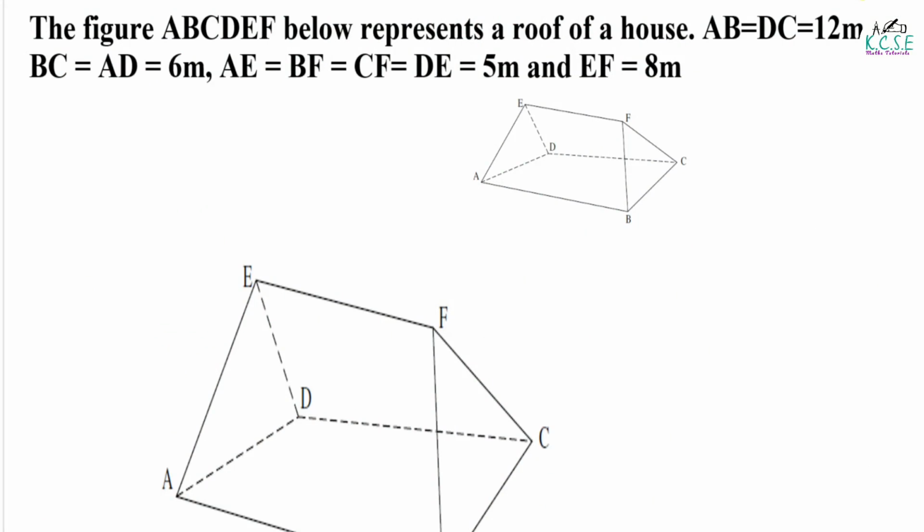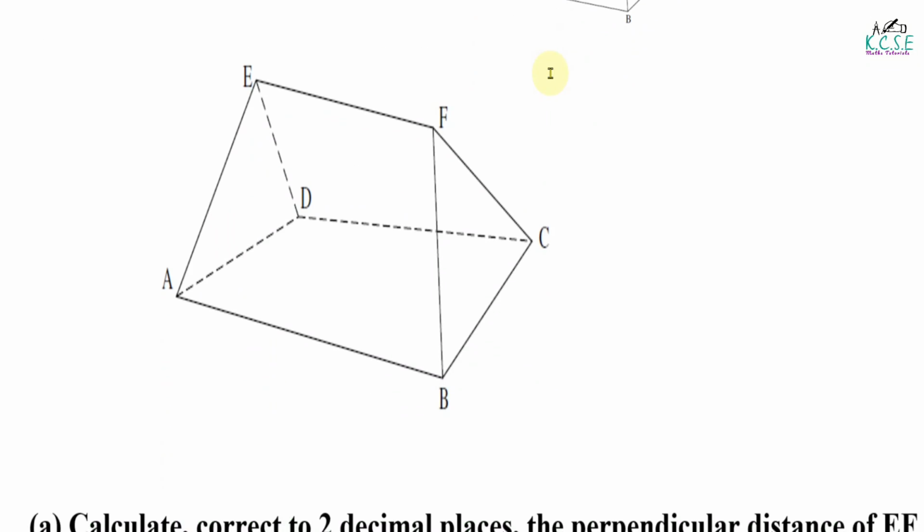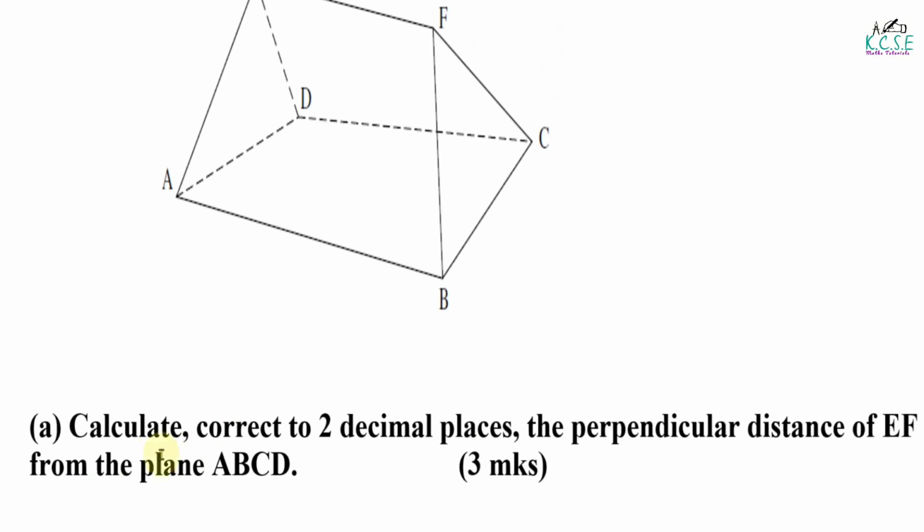The figure ABCDEF below represents a roof of a house. AB is equal to DC is equal to 12 meters. BC is equal to AD is equal to 6 meters. AE is equal to BF is equal to CF is equal to DE is equal to 5 meters. And EF is equal to 8 meters. So that is the figure. Let's go to the questions.